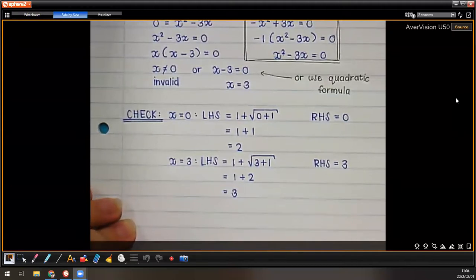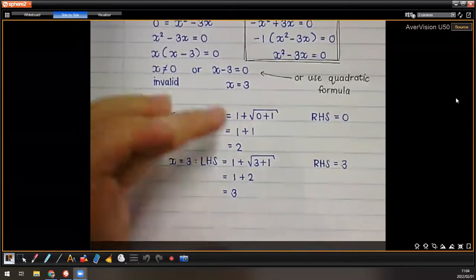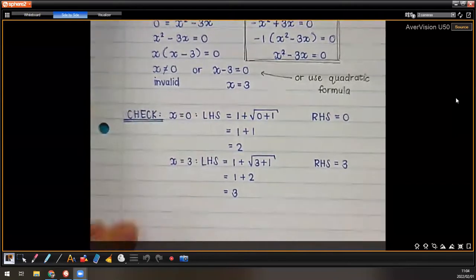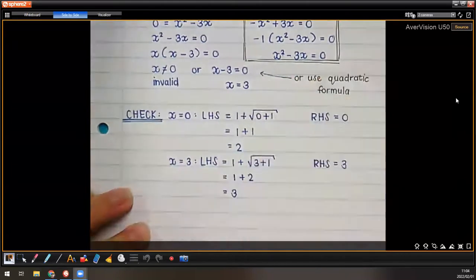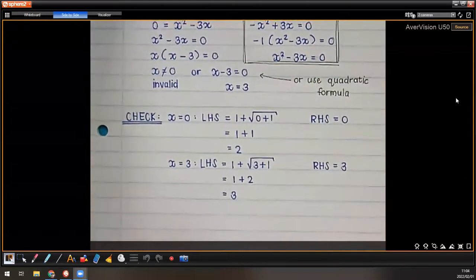It does happen sometimes, yes. I think there are one or two questions where it does actually happen. So guys, if you're testing both of them and both of them don't work, say x equals 3 also didn't work, you would draw a line through, you'd say invalid. Then you must just tie it up at the bottom and say therefore no solution. If both of them are invalid, then there actually isn't an answer to this.